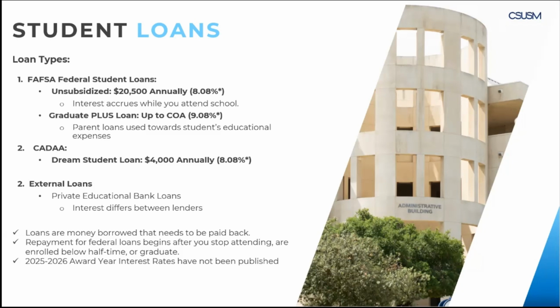We generally recommend that you utilize your federal student loans before you take a look at those alternative loans. But ultimately it's up to you. And we would just recommend that you borrow responsibly and look at the terms of those alternative student loans because they typically end up being different than federal student loans.